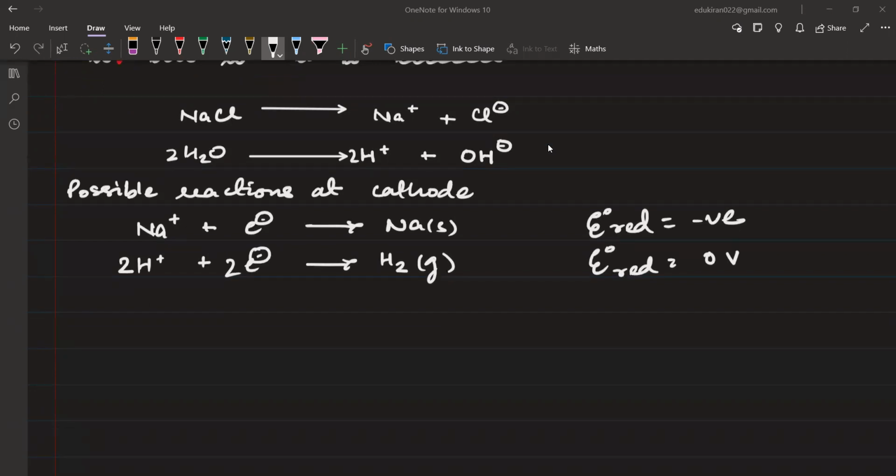Now rather than writing 2H plus, let me tell you what we write. This 2H plus is coming from what? It is coming from water only. Now, rather than writing 2H plus, I am going to write 2H2O.